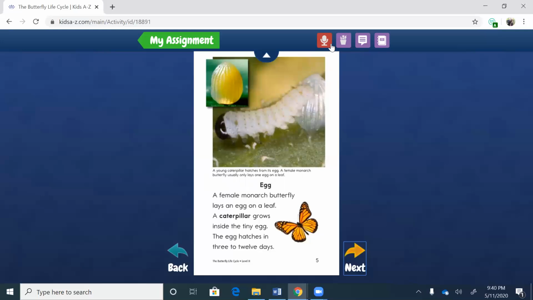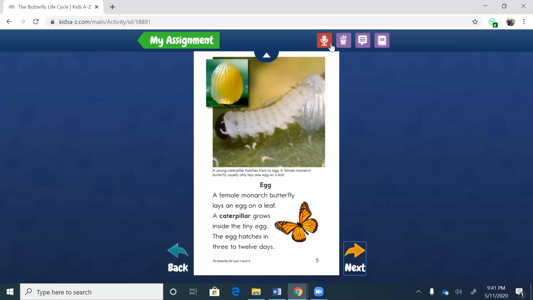Another text feature for nonfiction is captions. Captions are the words underneath a picture. So let's look at the picture for a second. And I'll read the caption. It will tell us what that picture is. It's kind of hard to know what it is. A young caterpillar hatches from its egg. A female monarch butterfly usually only lays 1 egg on a leaf.